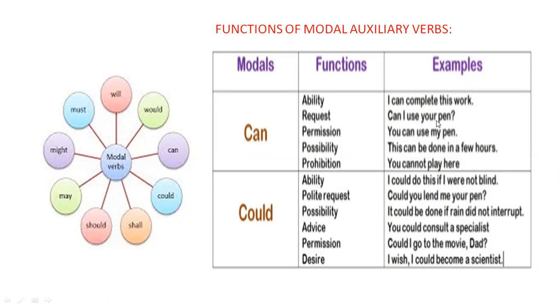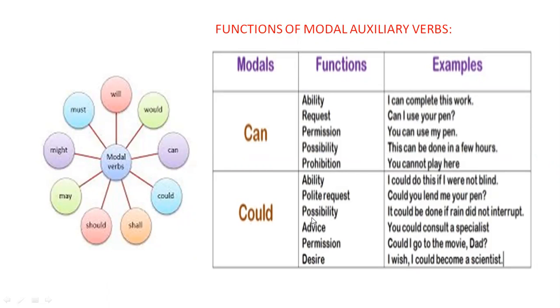Then, can I use your pen? That is a request. You can use my pen. That is permission. This can be done in a few hours. That is possibility. You cannot play here. That is prohibition. So what is the past form of can?